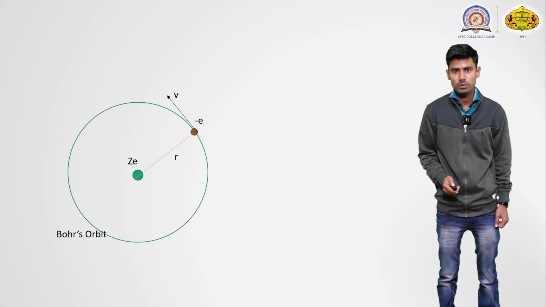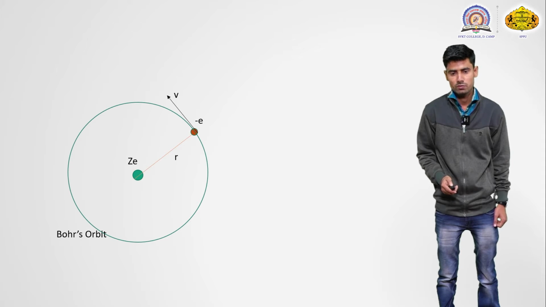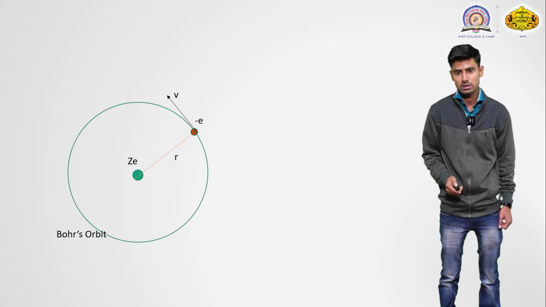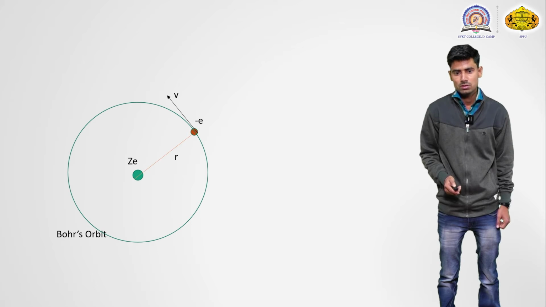Here I have pictorially shown the scenario. You can observe that the total charge on the nucleus is Ze, the separation between the electron and the nucleus is r, and the negatively charged electron is moving with a linear velocity v, shown by a tangent here. The vector v bar is tangent to the circumference of the orbit, and that orbit is named the Bohr's orbit.